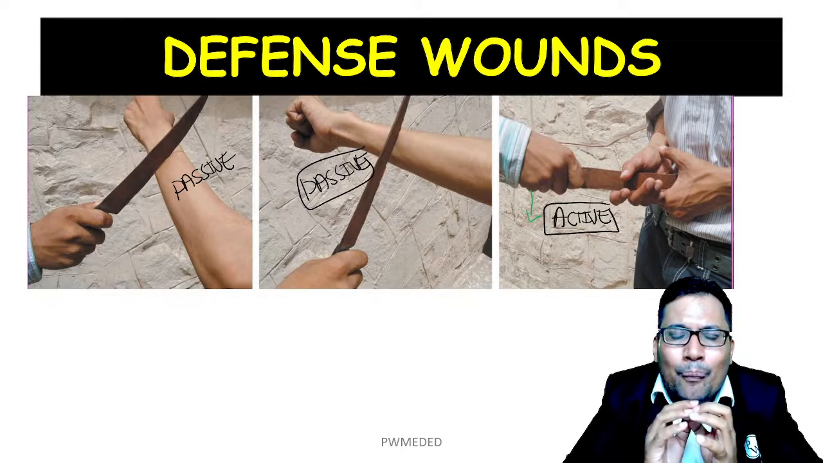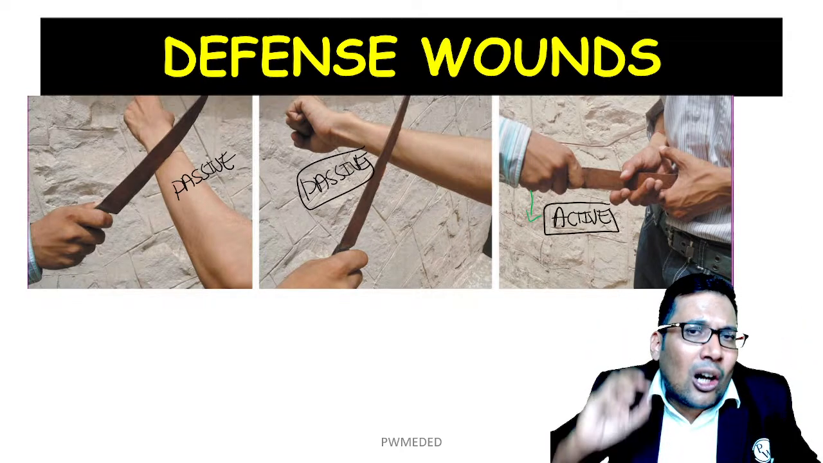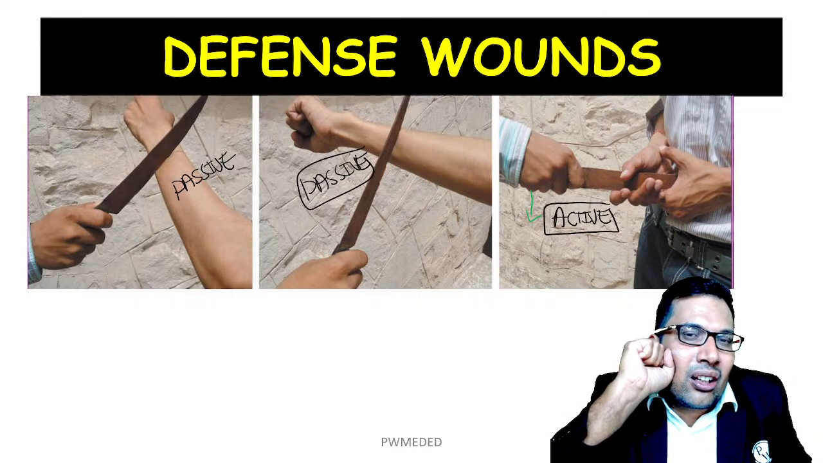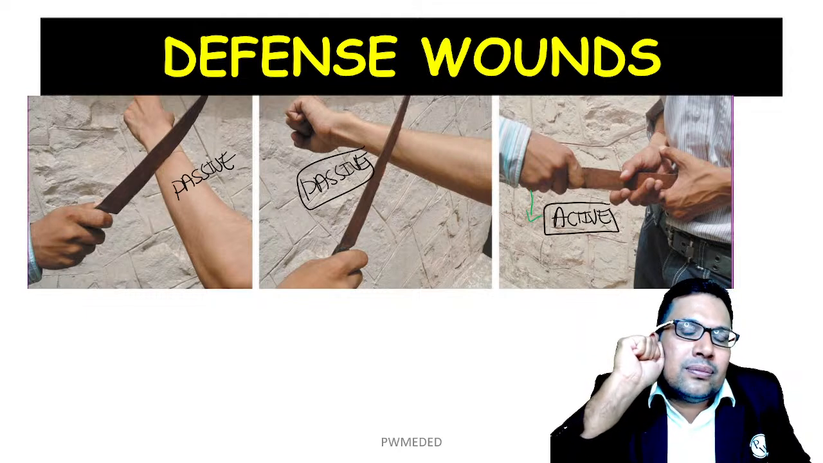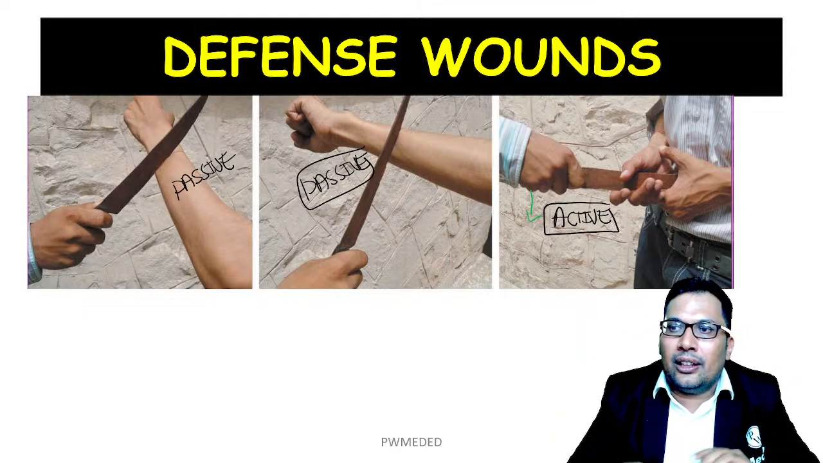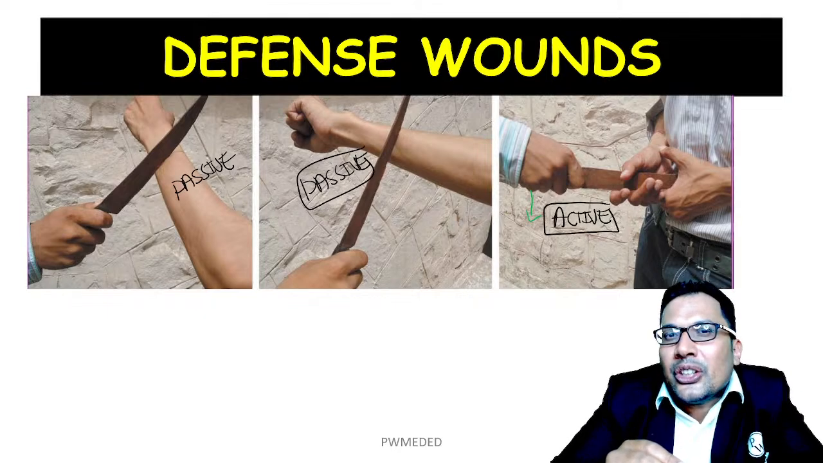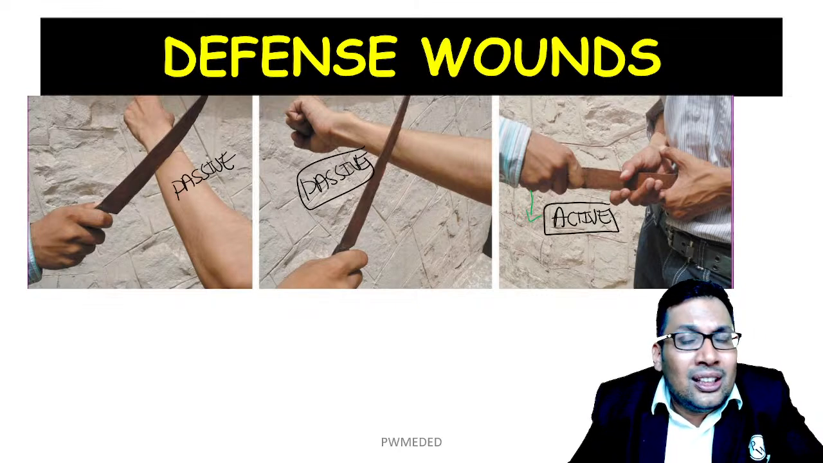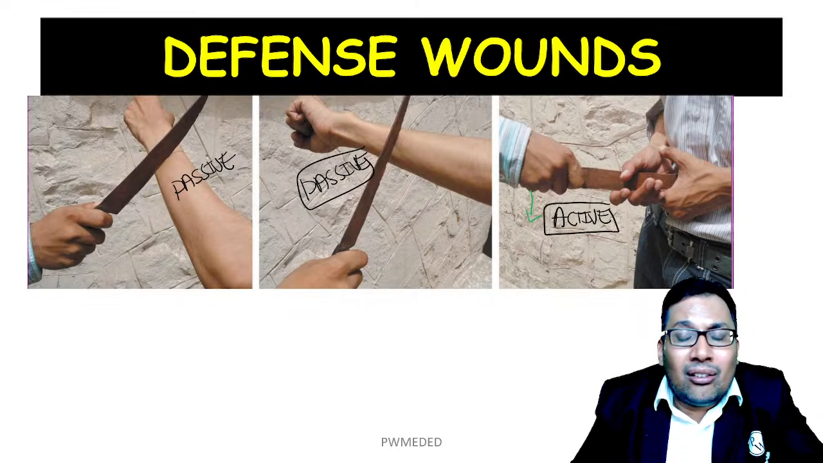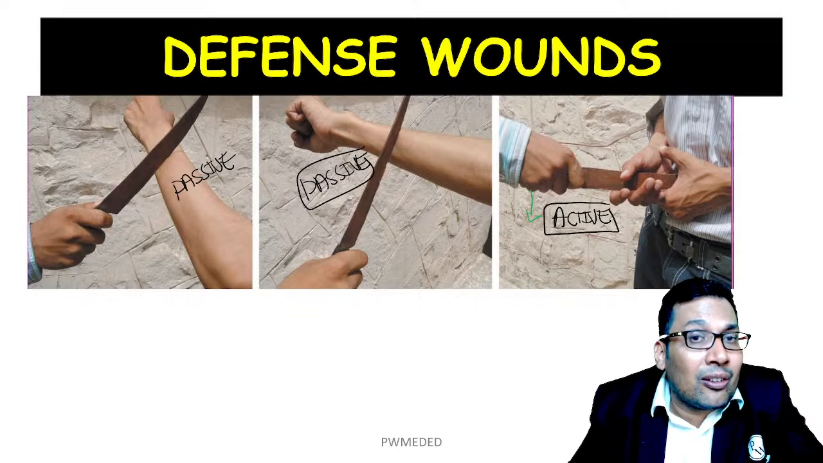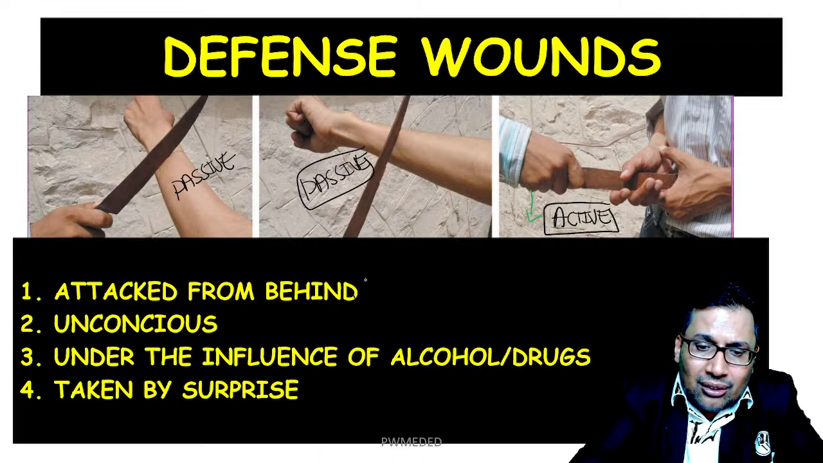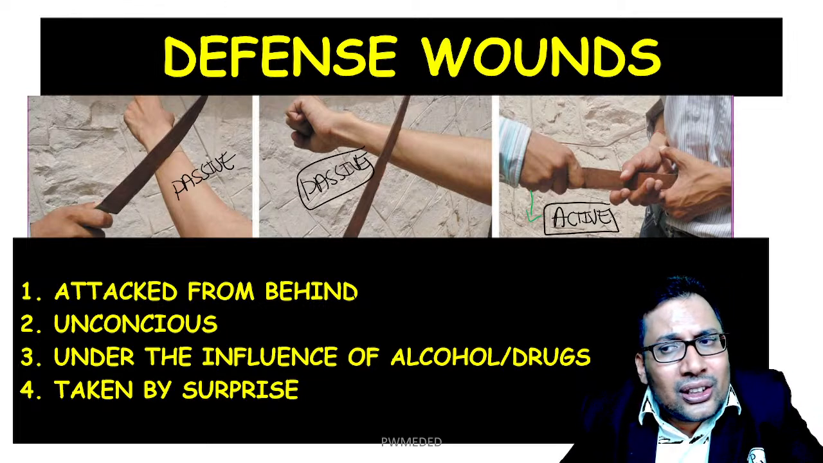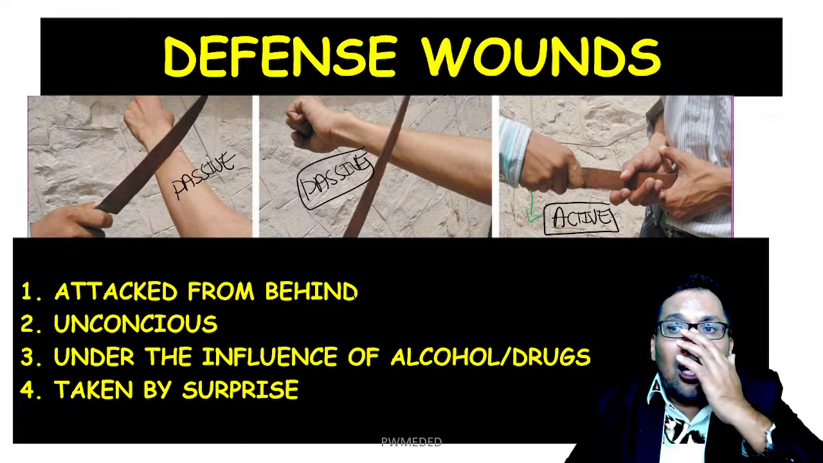Now my question to all of you: defense wounds are absent in certain cases. What are the cases in which defense wounds are absent in case of murder? Anyone, can you guess? Defense wounds are absent in an unconscious patient, semi-conscious patient, or when a victim is suddenly attacked from behind, under the influence of alcohol and drugs, or taken by surprise. In all these conditions, defense wounds are absent.